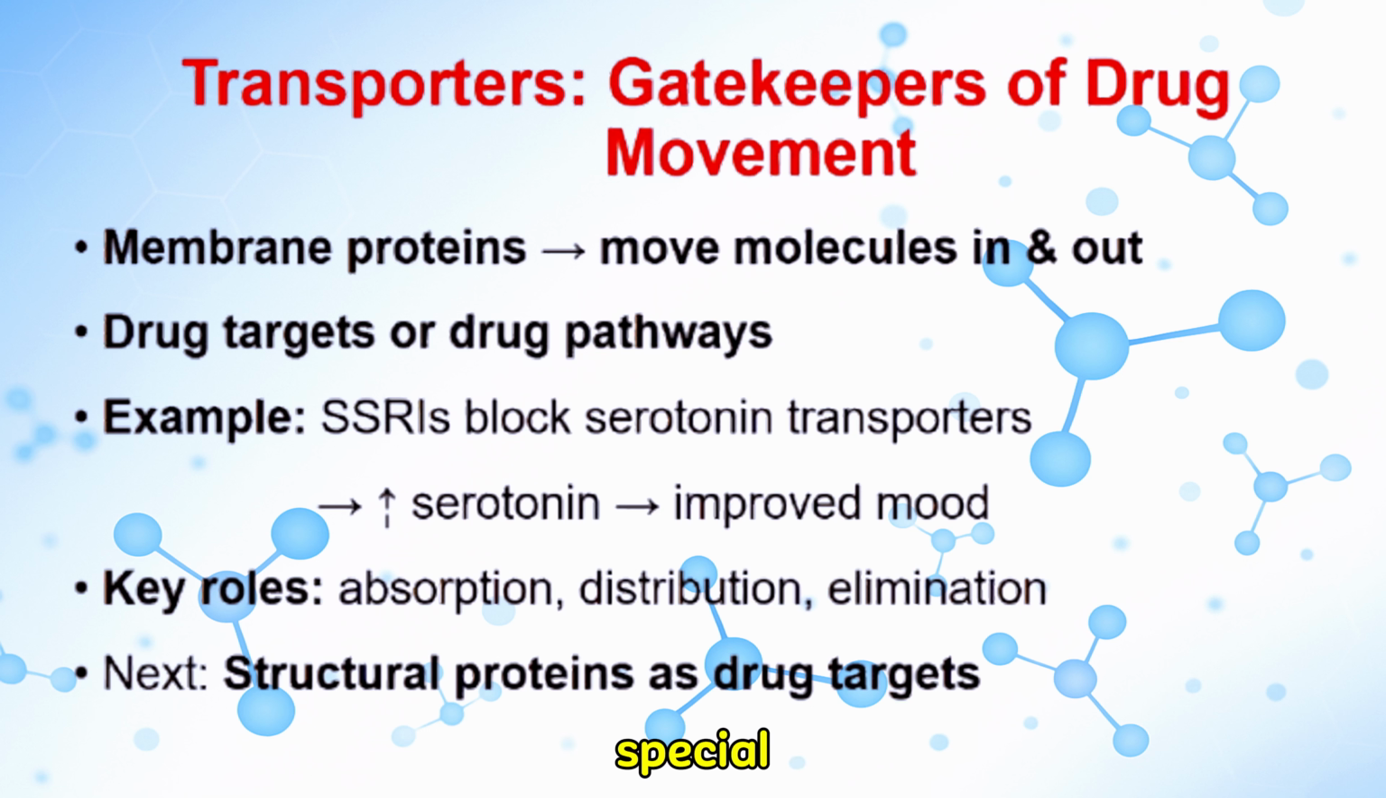Transporters are special proteins found in the membranes of cells. They help move molecules in and out of the cell. Some drugs work by blocking or using these transporters to control the movement of substances. For example, antidepressants like SSRIs block serotonin transporters. This keeps serotonin in the synapse longer and improves mood. Transporters play a key role in drug absorption, distribution, and elimination.